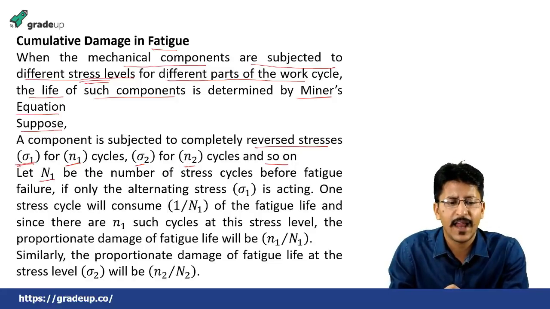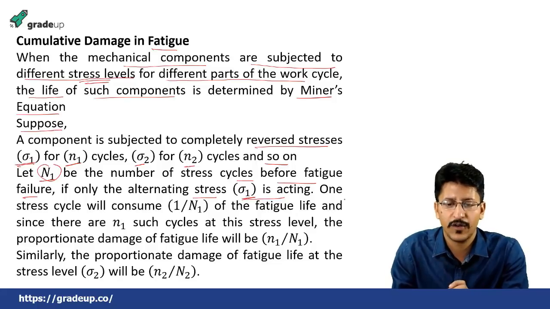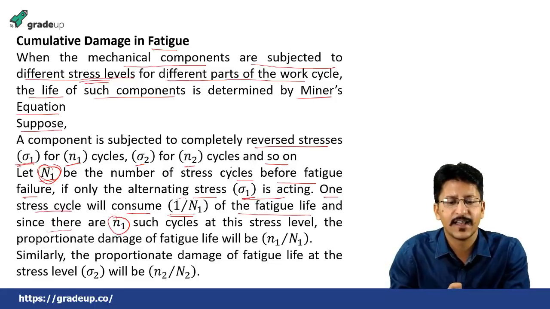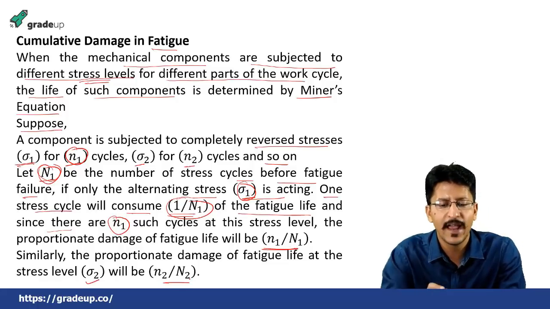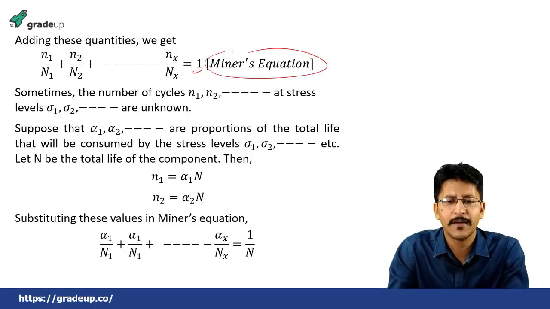Then let capital N1 be the number of stress cycles before fatigue failure if only the alternating stress sigma 1 is acting. Then one stress cycle will consume 1 by N1 of the fatigue life, and there are n1 such cycles. So n1 cycles will consume n1 by N1 of the life, and similarly for sigma 2 it will be n2 by N2. Just adding these, we get the total life as equal to 1, and this is the basic Miner's equation.